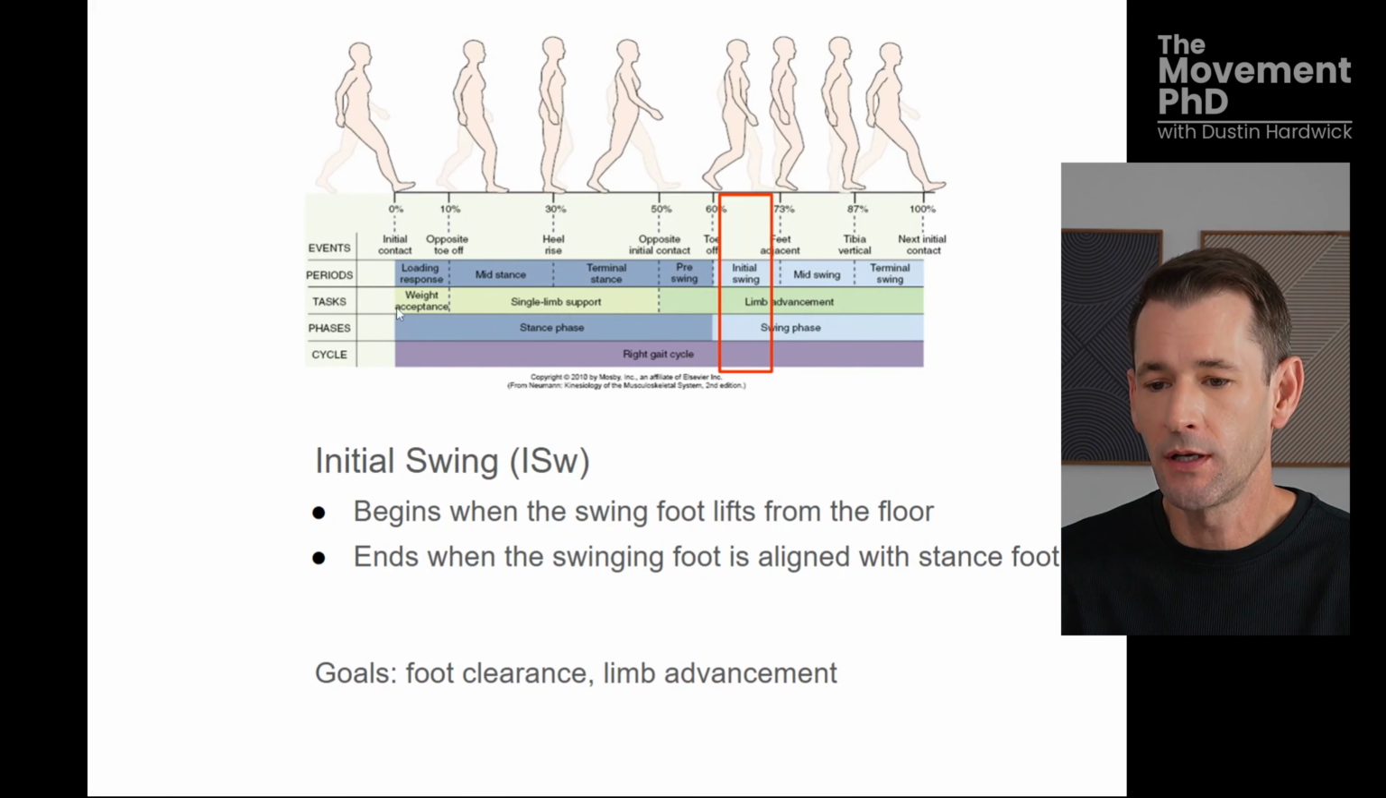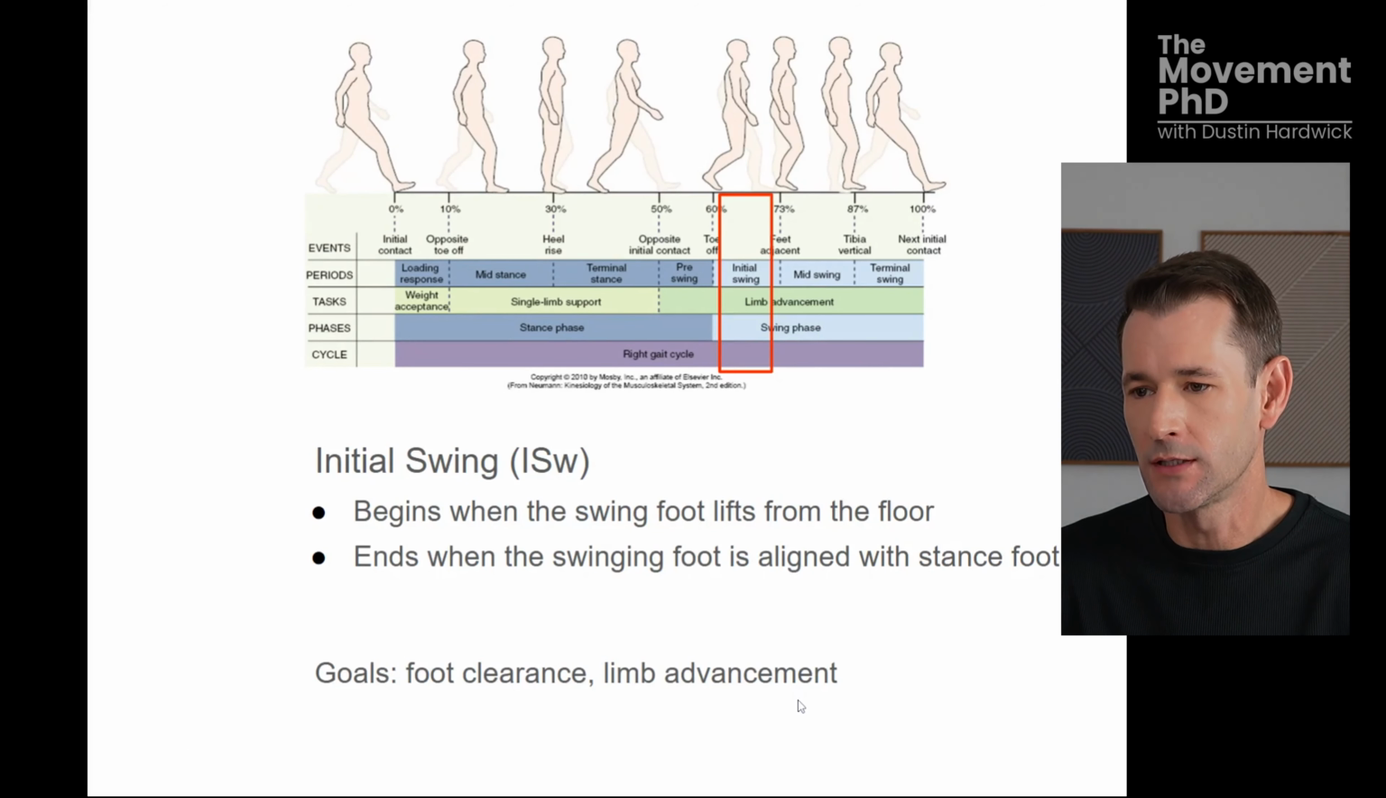The first period is initial swing. This begins with the swing foot, in our example, the right foot, lifts from the floor. And it ends when the right foot is aligned with the stance foot. So as soon as that right foot gets in line with that left foot, initial swing ends. The goal of initial swing is foot clearance and limb advancement. That's the goal of most of swing phase, is foot clearance and limb advancement.